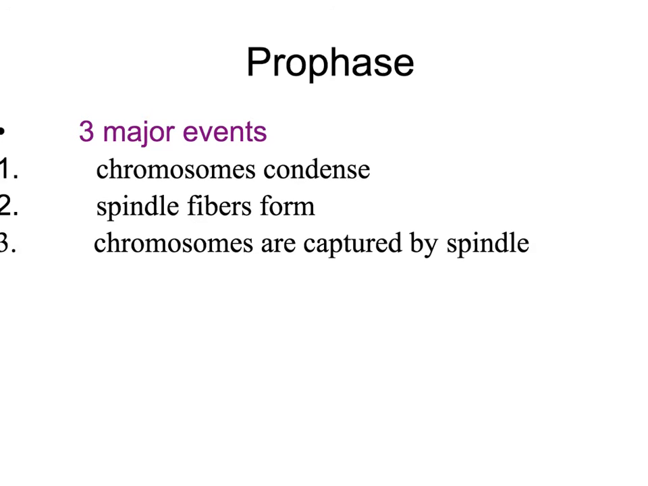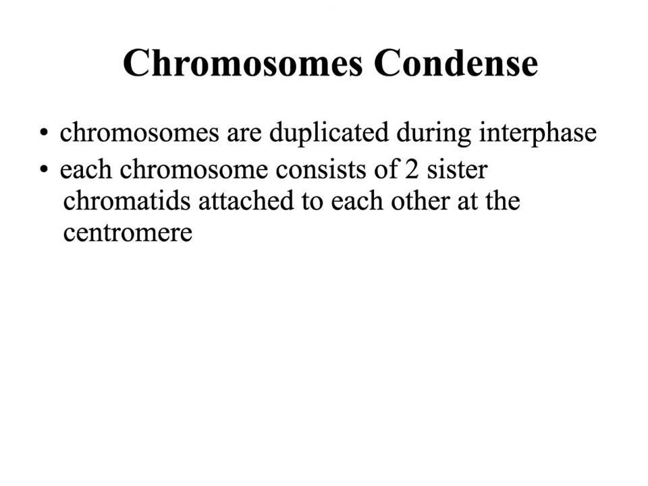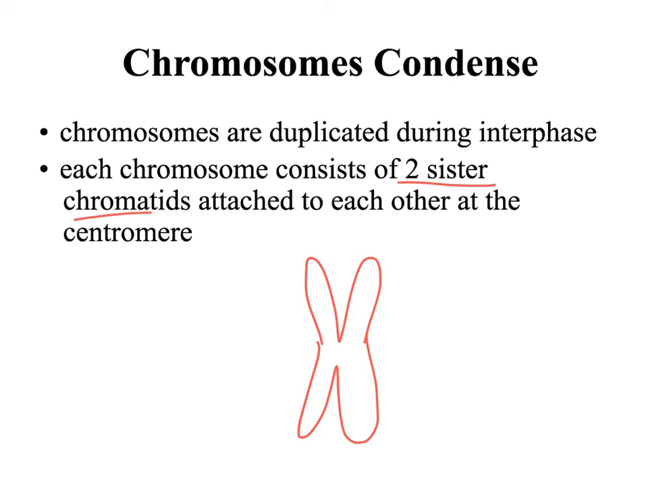What happens in prophase? Three major events. Chromosomes condense. Actually, chromatin fibers condense and turn into chromosomes. Spindle fibers form and chromosomes are captured by spindle fibers. What else? Chromosomes were duplicated during interphase, so we are going to see the chromosome in duplicated chromosome shape. Each chromosome will have two sister chromatids, and they are attached to each other in the centromere region.